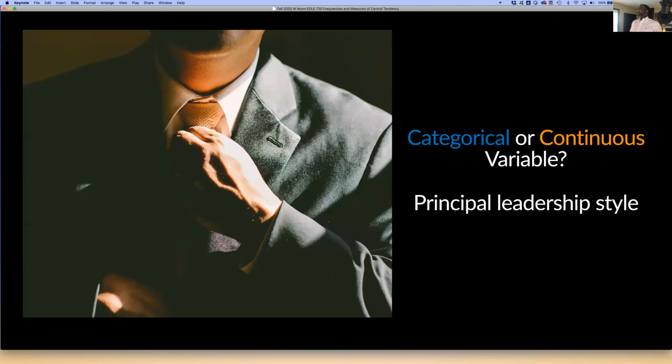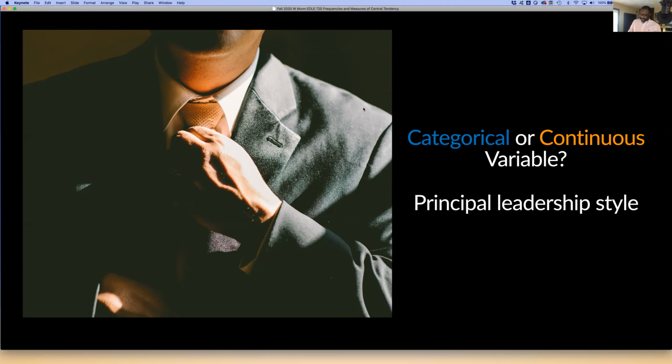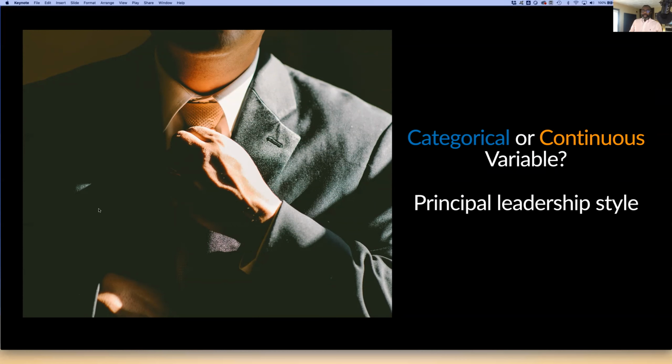All right. Principal leadership style. Continuous. No. Categorical. Because you remember those things I showed you before, locus, statesman, and so those are very clear categories. They can't be one or the other, or more of one.